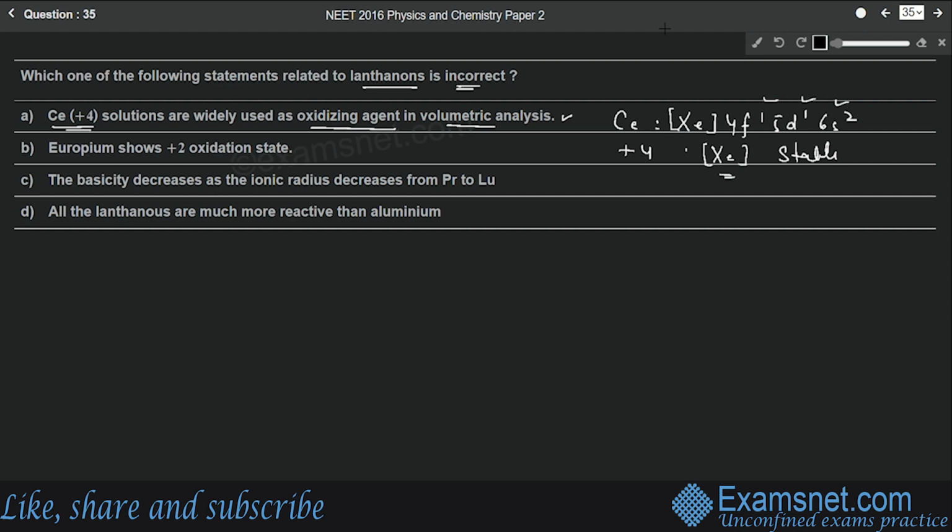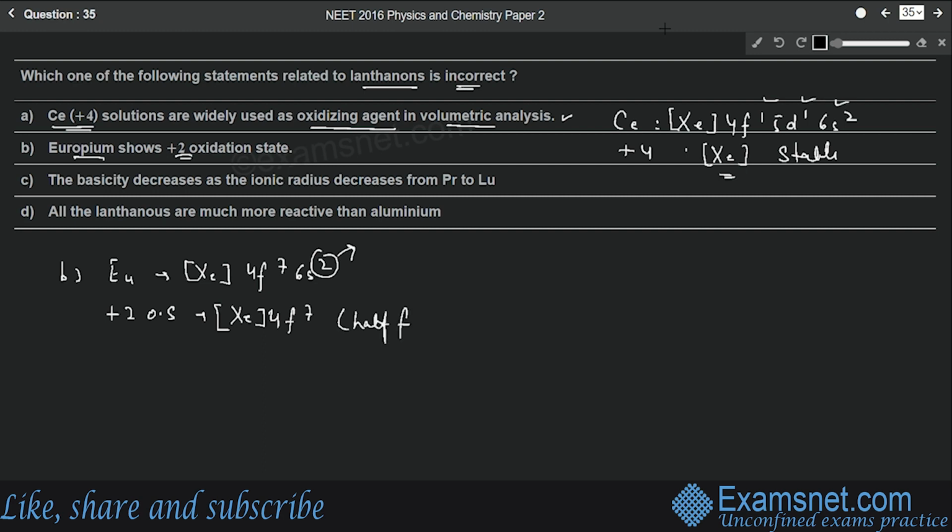Now let's come to the second statement. It says europium shows plus 2 oxidation state. So what is the electronic configuration of europium? It is that of xenon, then 4f7, 6s2. Now in the plus 2 oxidation state, these 2 electrons will be removed. So what will be left? Xenon and then 4f7. So we know that 4f7 means it is a half filled f orbital. Okay, half filled orbital.